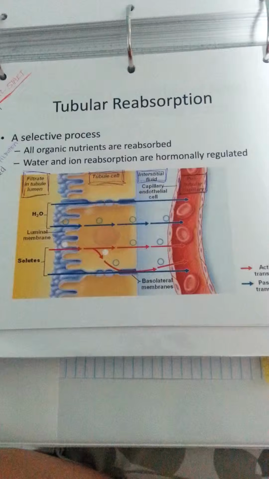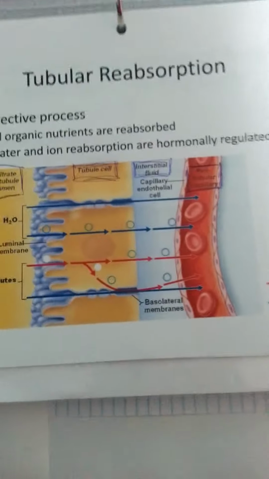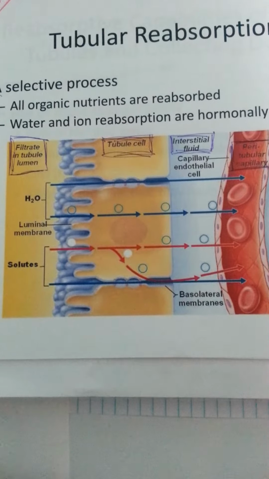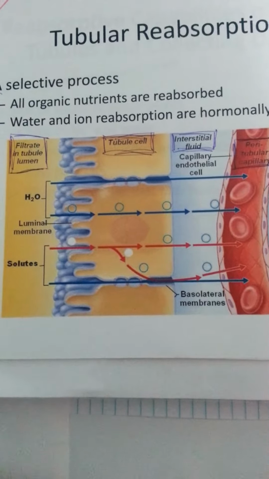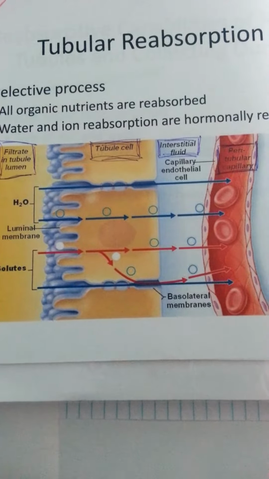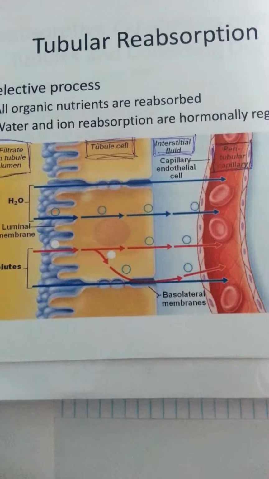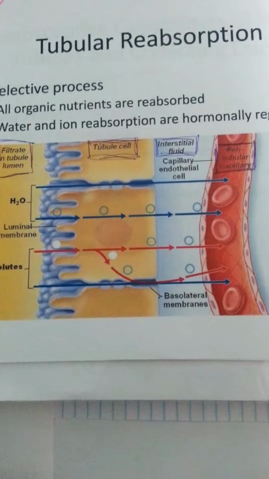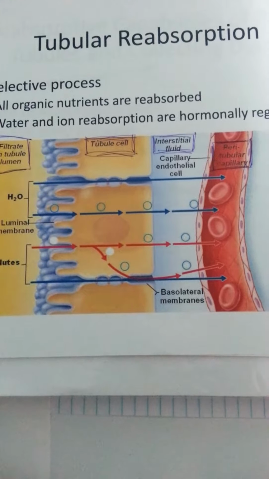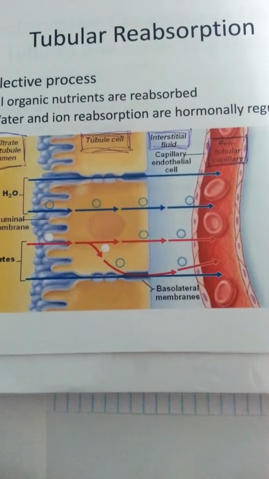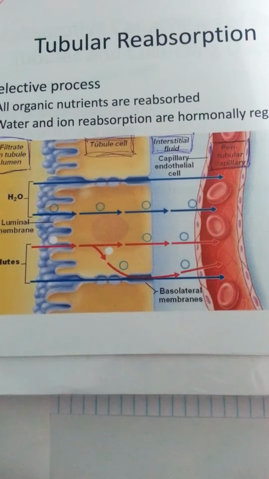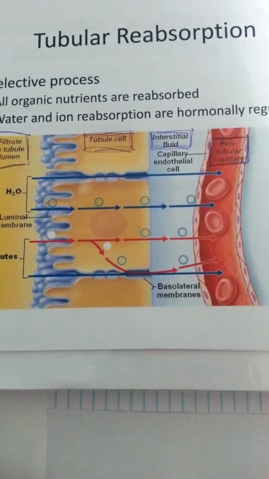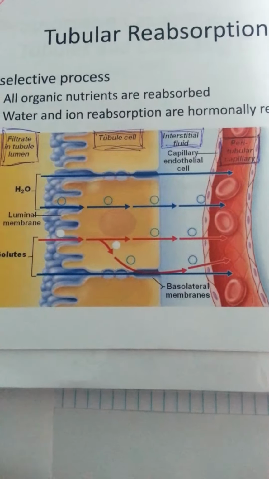Okay, so as you can see in the chart here, let me zoom in. We have the filtrate in the tubule lumen, H2O and solutes, and then the tubule cell, and then interstitial fluid, and then the peritubular capillary. Now remember, the peritubular capillary here is porous and has low pressure. So reabsorption occurs here because it is quite porous.